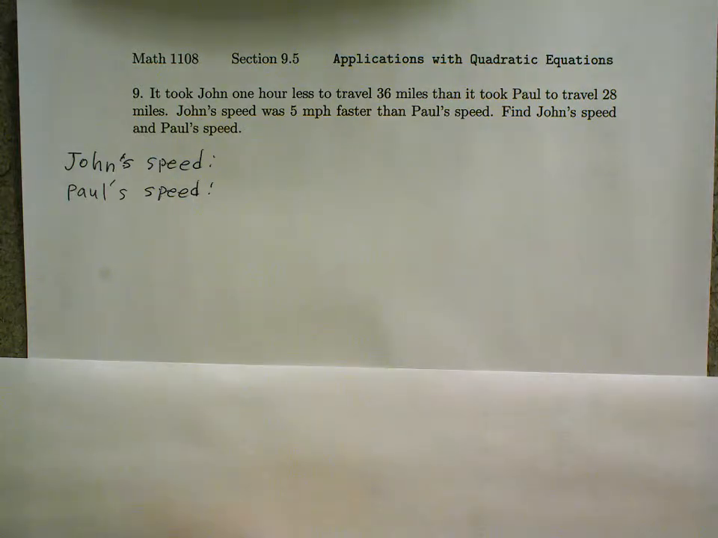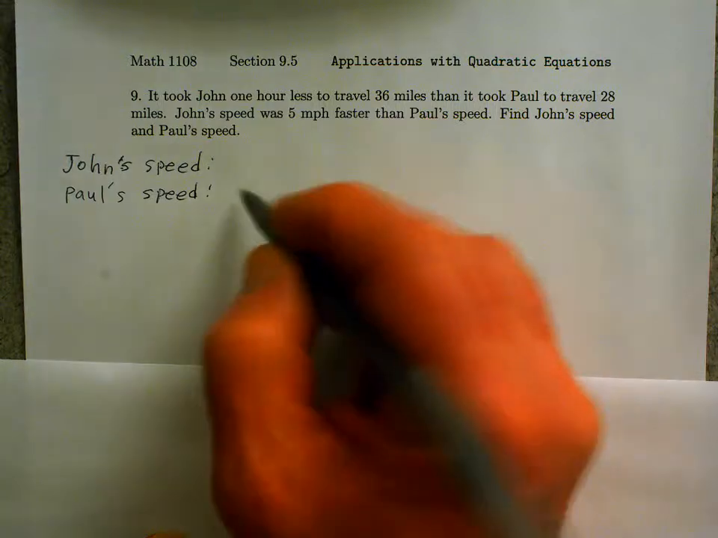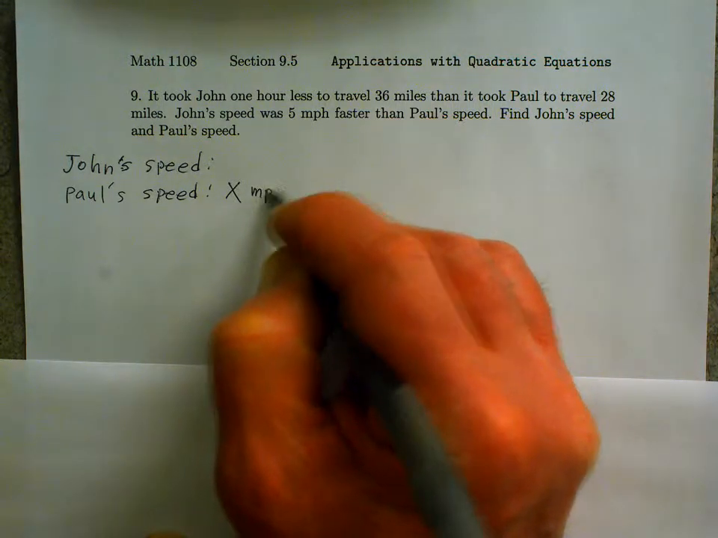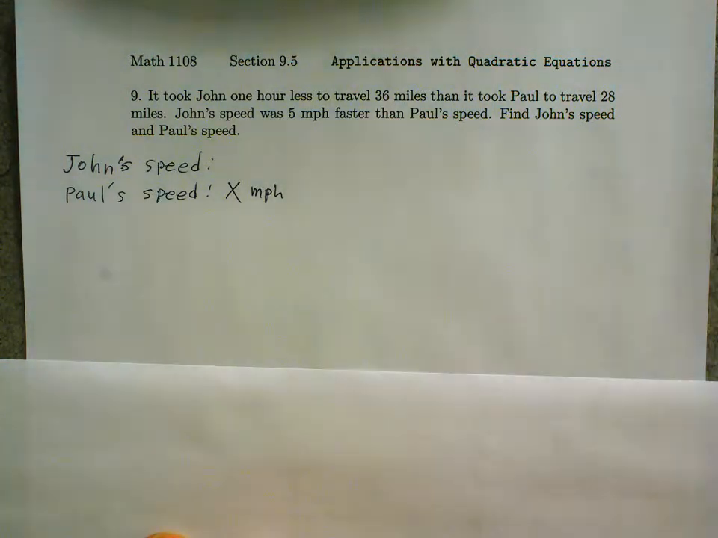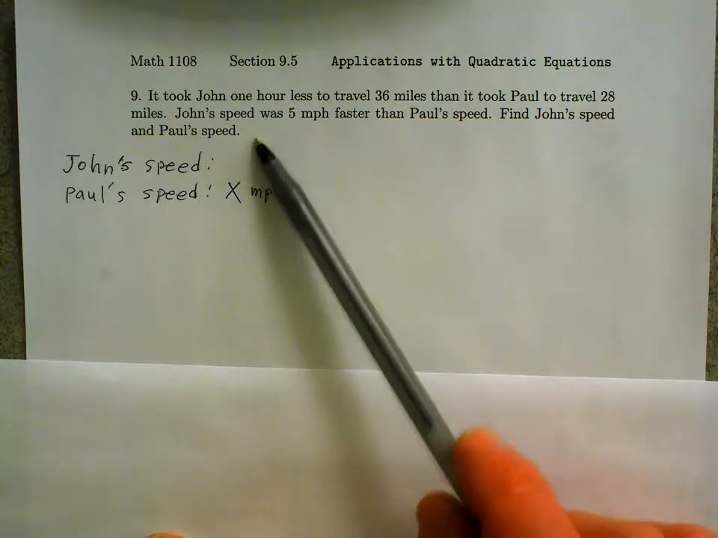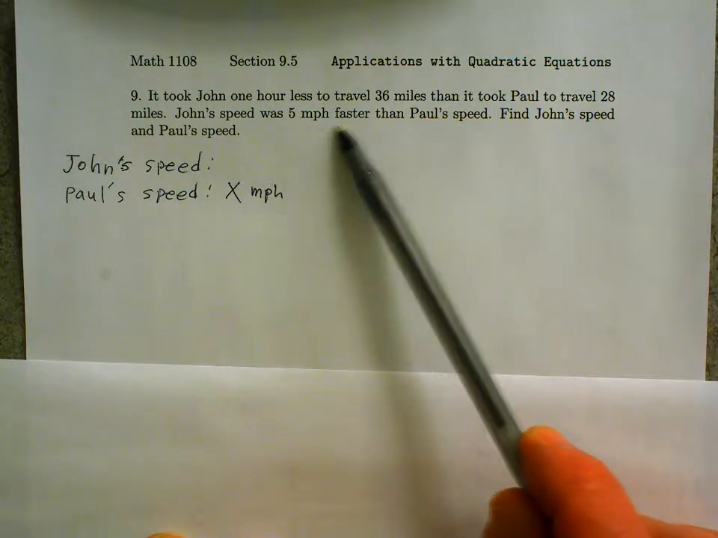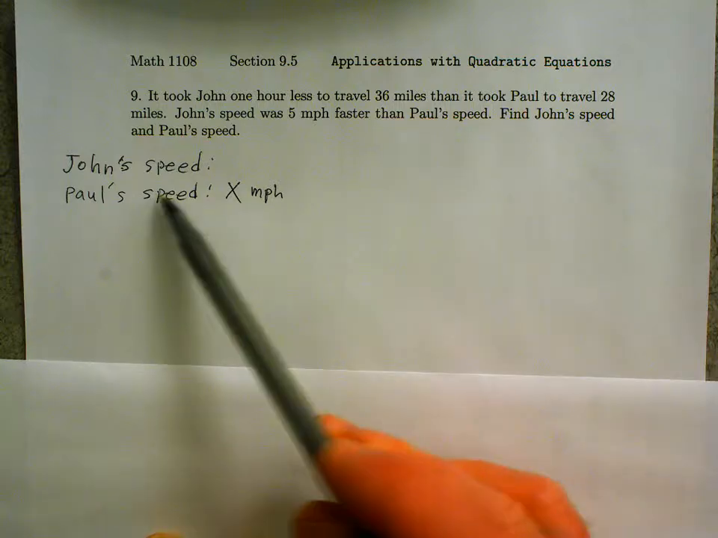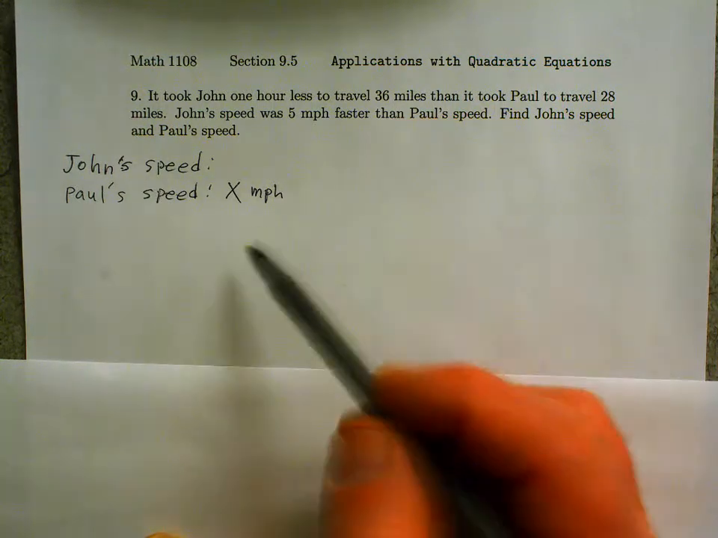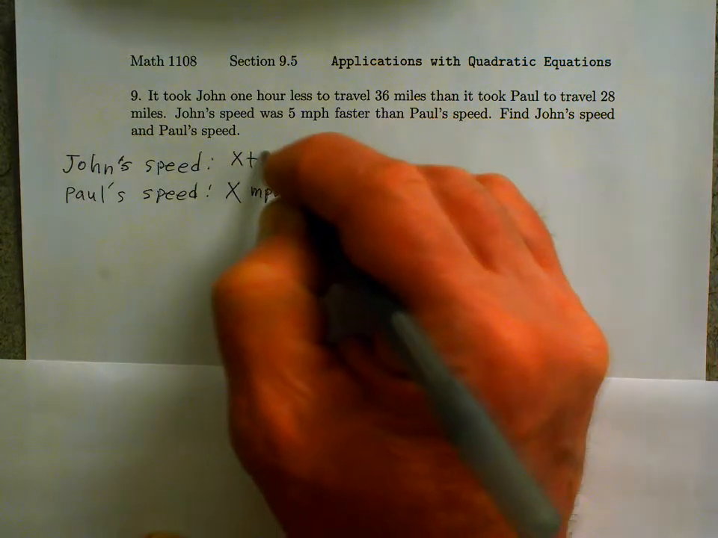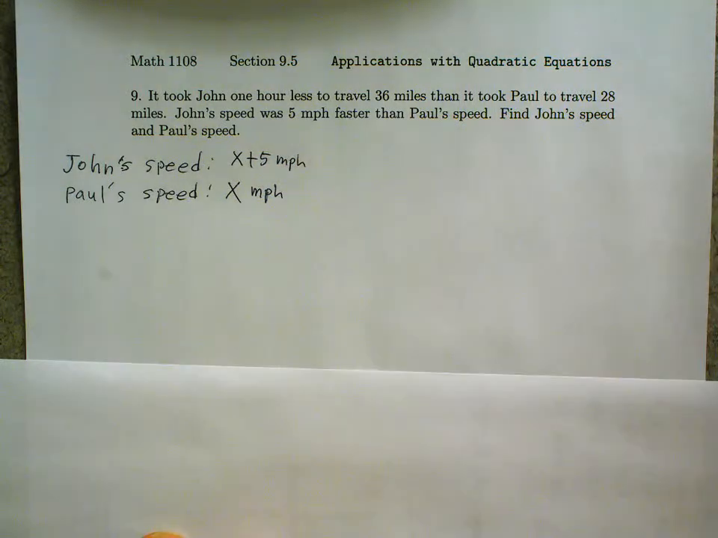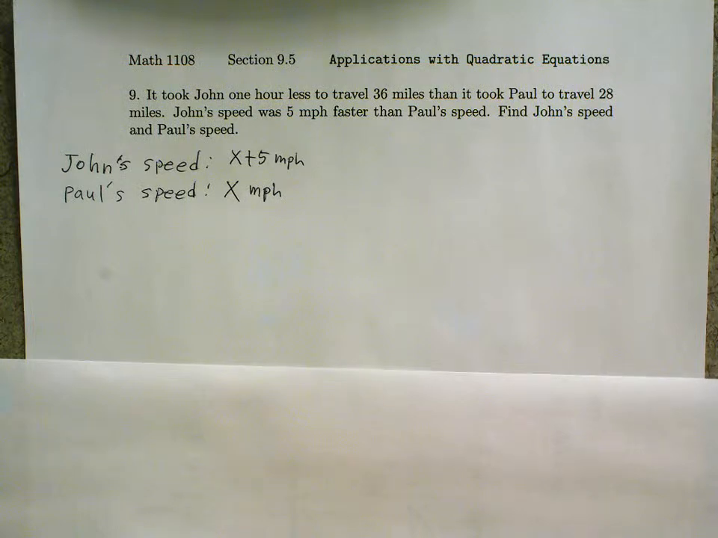One option: if I pick x to be Paul's speed in miles per hour, and if John's speed was 5 miles per hour faster than Paul's speed, then John's speed will be represented by x plus 5 miles per hour. Okay, and what next?